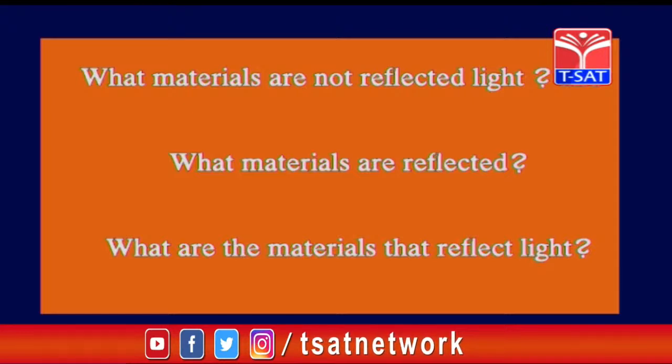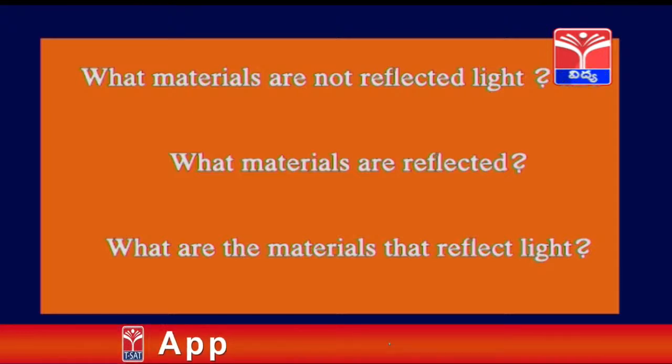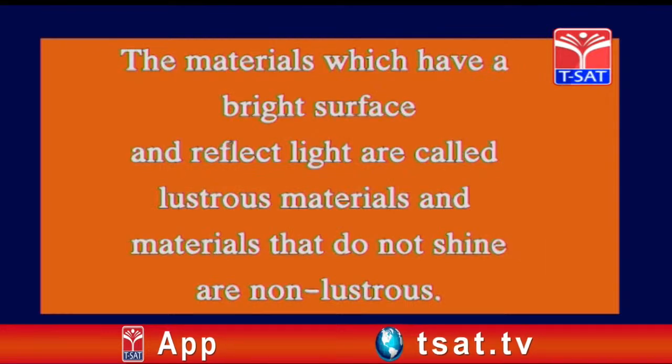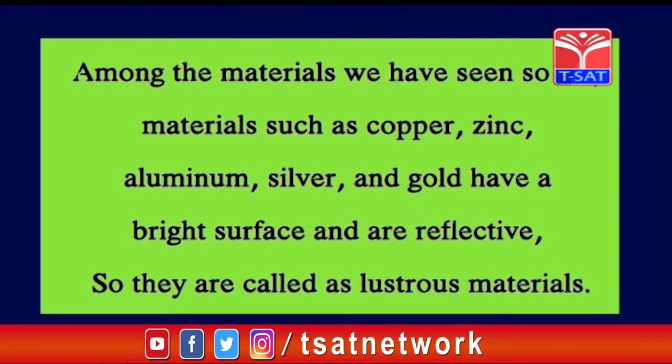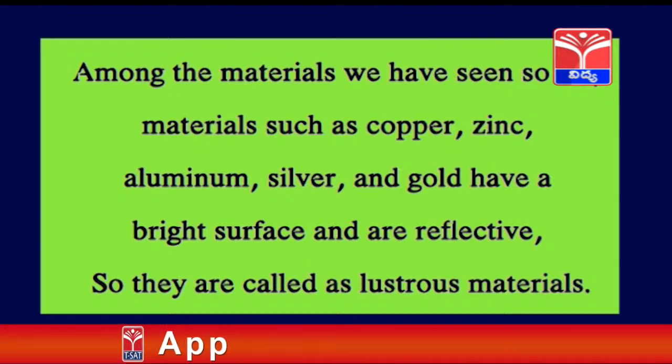What are the materials that reflect light? Children, think about it. The materials which have a bright surface and reflect light are called lustrous materials, and materials that do not shine are non-lustrous. Among the materials we have seen so far, materials such as copper, zinc, aluminum, silver and gold have a bright surface and are reflective. So, they are called lustrous materials.